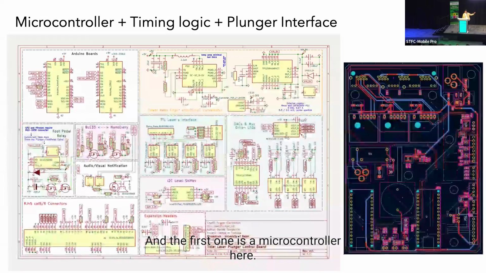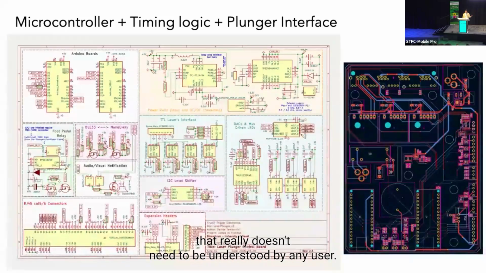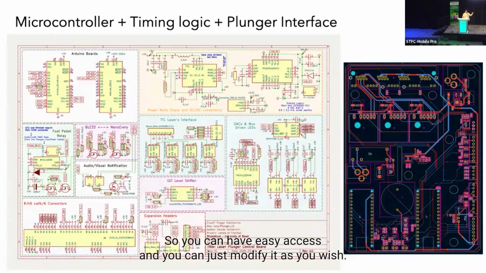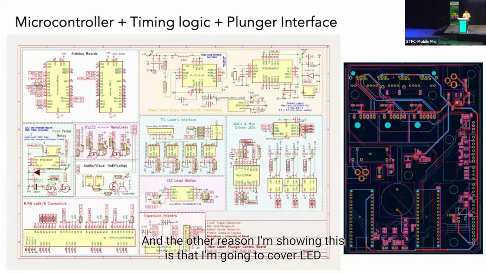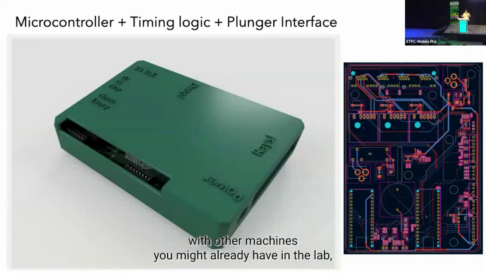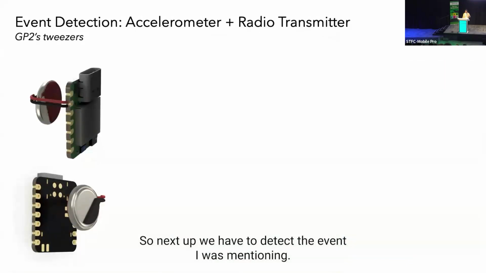And the first one is a microcontroller. Here is the design of the microcontroller, which really doesn't need to be understood by any user, but I'm simply putting it here because if you want to build on top of this, it will be accessible. So you can have easy access and you can just modify it as you wish. And the other reason I'm showing this is that I'm going to cover LED and laser as perturbation. But in fact, we're going to leave a lot of exposed pins here that can be used to interact with other machines you might already have in the lab if you want to use other types of perturbations for your sample.